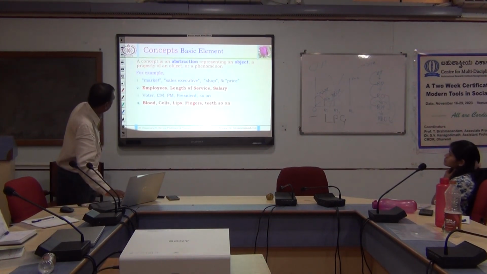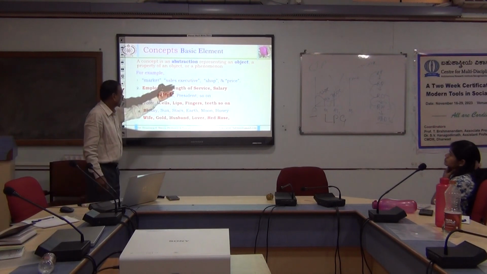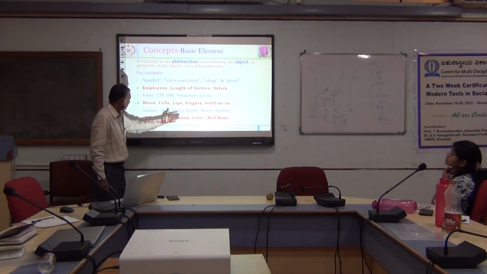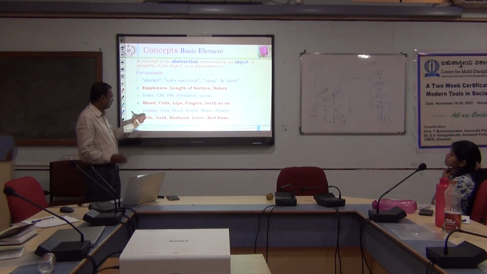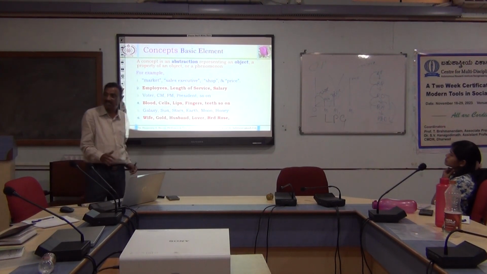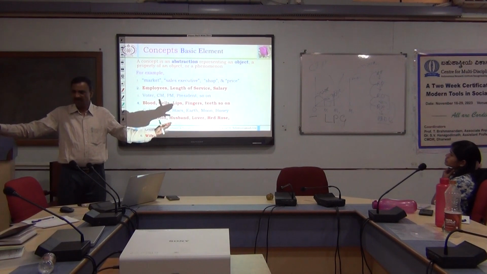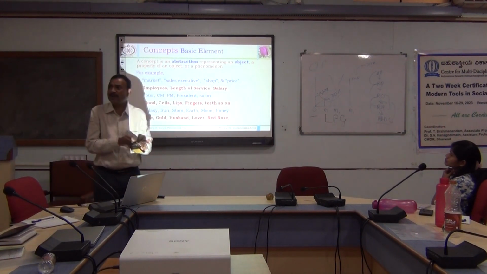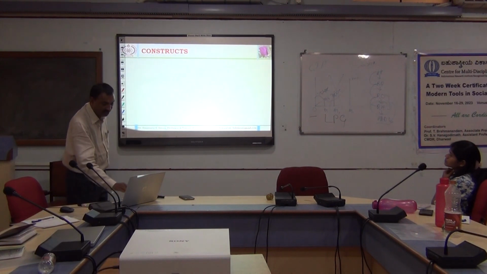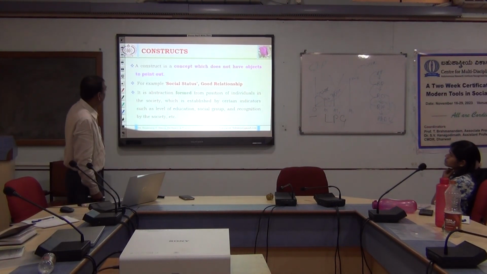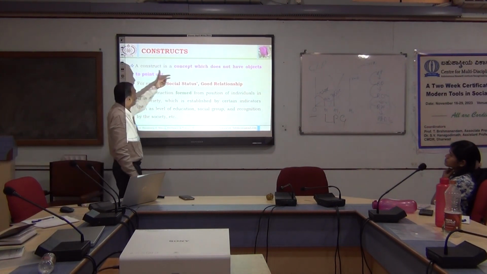These you all know. Market, sales executive, shop, etc. Water, CM, PM, etc. Galaxy, sun, star, earth, etc. are all known. Wife, gold, husband, lover, red rose, etc. All are concepts. Your mobile is a concept. Pen is a concept. All these are examples of concepts. Construct is very interesting. What is a construct? A construct is a concept which does not have an object to point out.